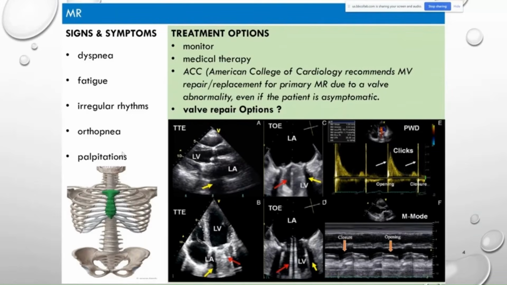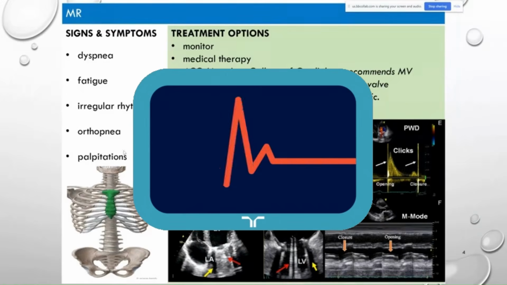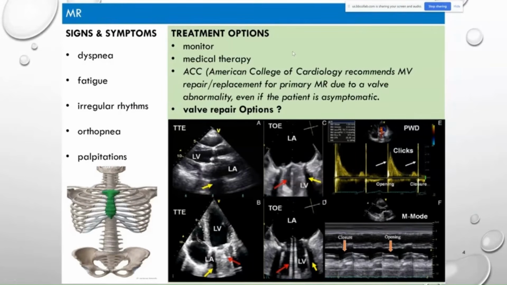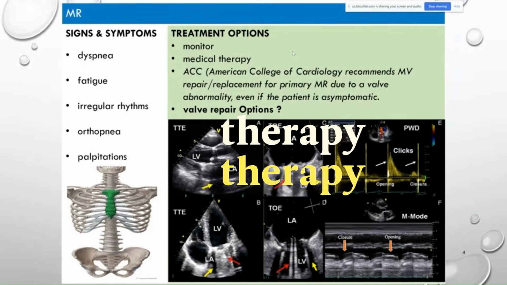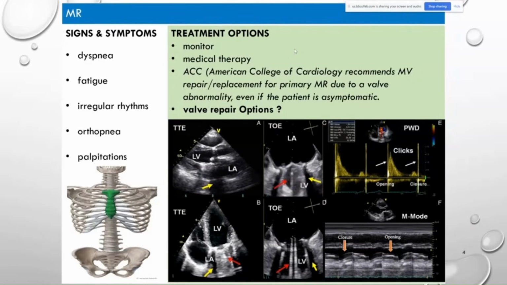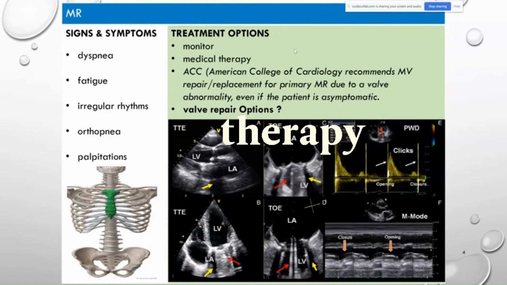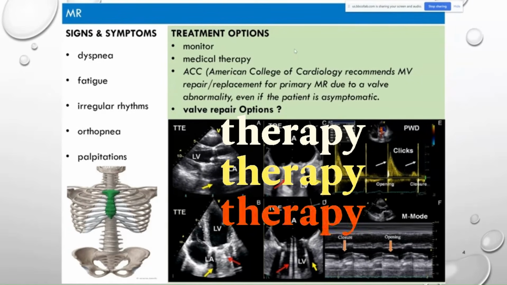Also, for the treatment options, the first thing is the doctor is going to want to monitor it. Is it getting worse? Is it staying the same? They're going to do medical therapy. Like let's say you have secondary regurgitation where the valve wasn't the problem, but you had a different kind of cardiomyopathy that was causing the regurgitation. Medical therapy will help that.